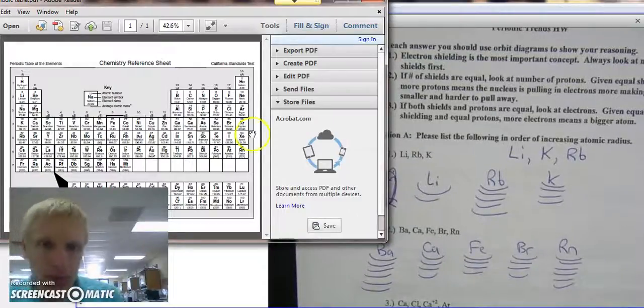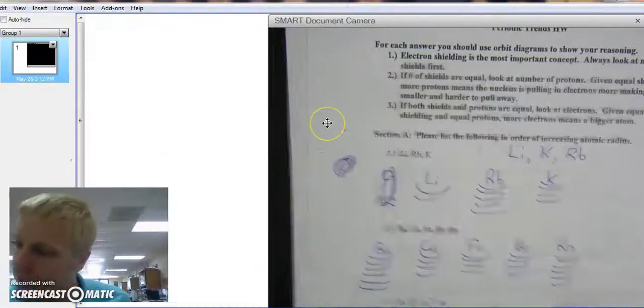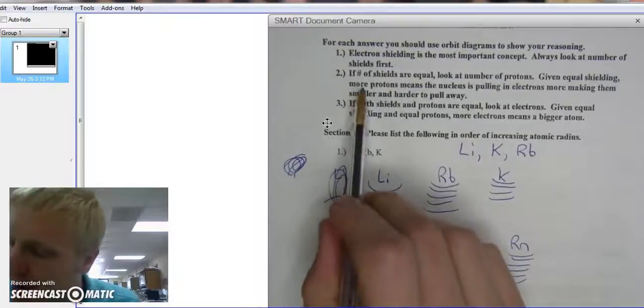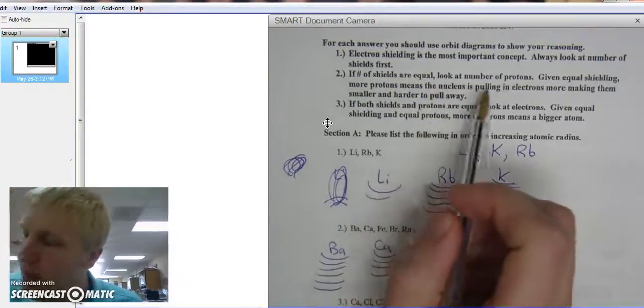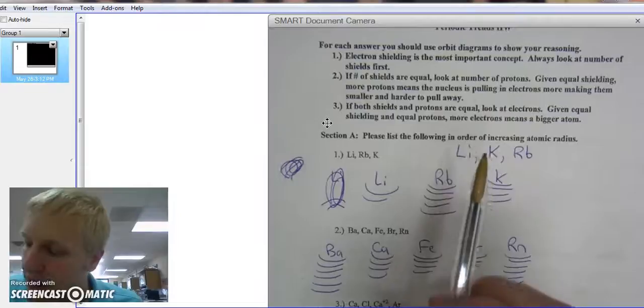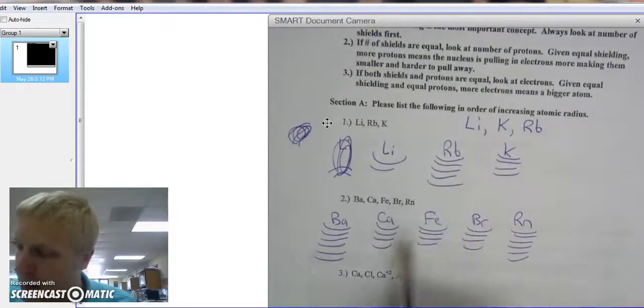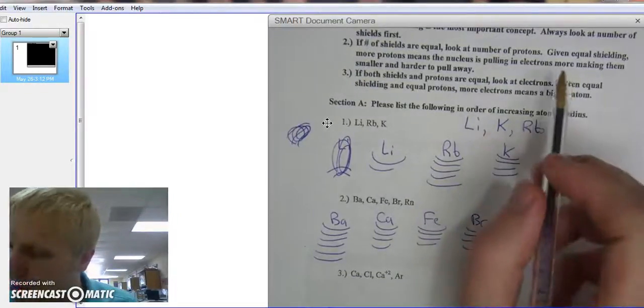So, I'm going to scoot this out of the way. We got to go to the second rule. It says, if number of shields are equal, look at the number of protons. So the number of shields are equal for these three, we have to look at the number of protons.